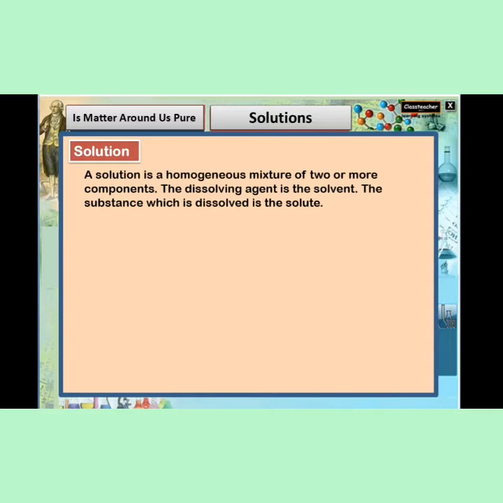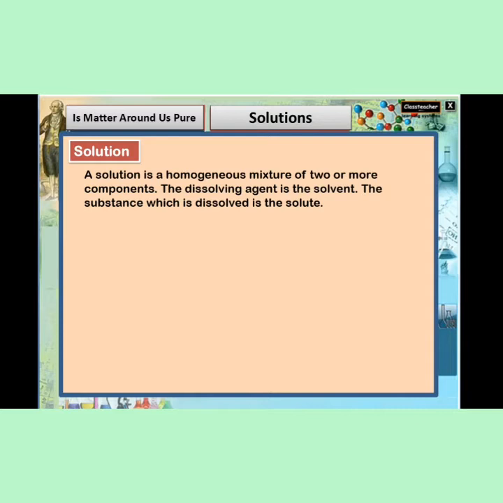And the physical state of the solution depends on the nature of the solvent. If the solvent is liquid, then the solution will be liquid. If the solvent is solid, then the solution will be solid. So it will directly depend on the nature or physical state of the solvent. Now in this class we'll discuss solutions containing only one solute and one solvent. So we'll discuss only binary solutions.